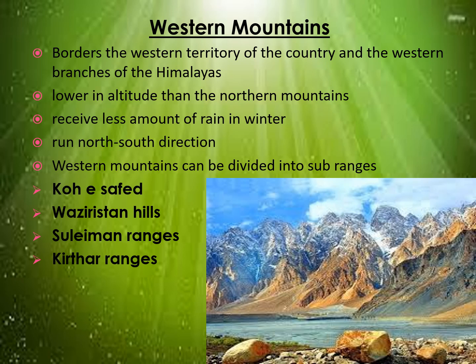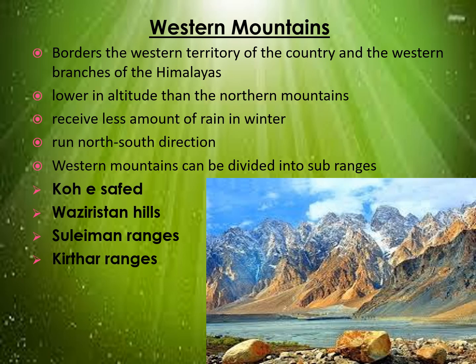Now, if we talk about the western mountains, these mountains border the western territory of the country and are the western branches of the Himalayas. These are lower in altitude than the northern mountains, and these ranges receive less rain in winter. These ranges run north to south, making the boundary between Pakistan and Afghanistan. Now, these can be divided into Koh-e-Safed, Waziristan Hills, Sulaiman Range and Kirthar ranges.